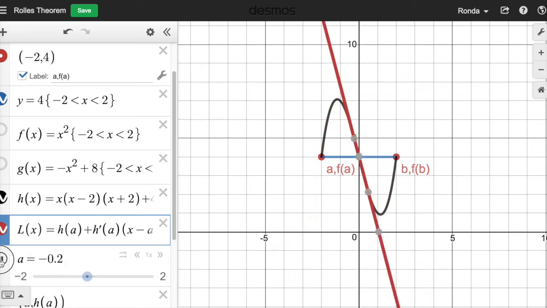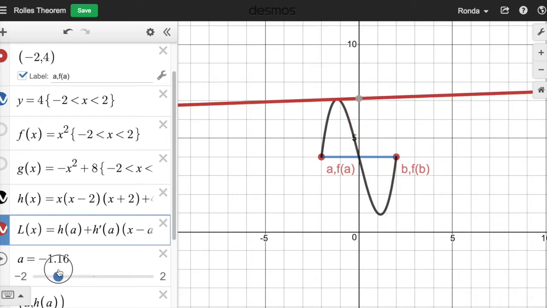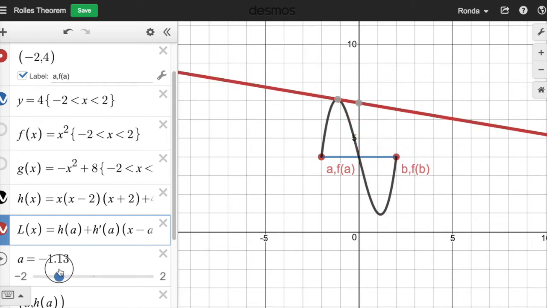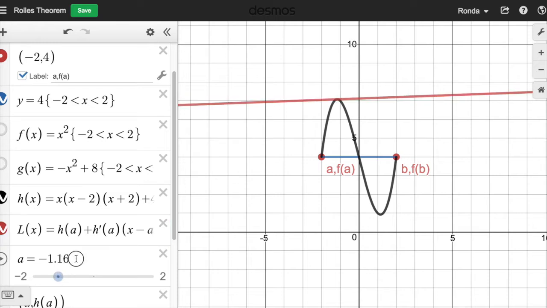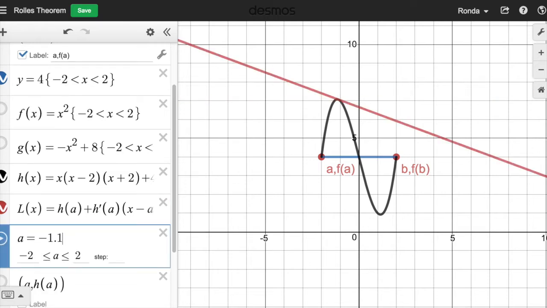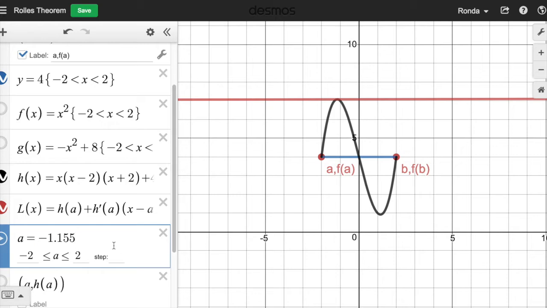Okay, so let's pause this for a second, and we can move it ourselves. Right, so actually right about, oh, can I get there? This one's not perfect for me. So it kind of looks like 5, 5 maybe. There we go, I got it horizontal. So there's one place where it's horizontal.